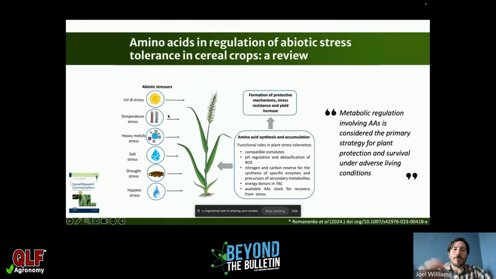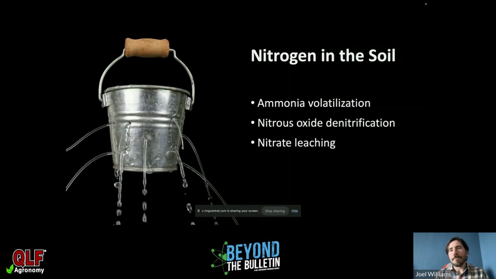Just reading you a little quote from this paper: metabolic regulation involving amino acids is considered the primary strategy for plant protection and survival under these adverse living conditions. So anything stress-related, aminos are also really important. So let's move on to nitrogen discussions, and we'll link this bit into our foliar.